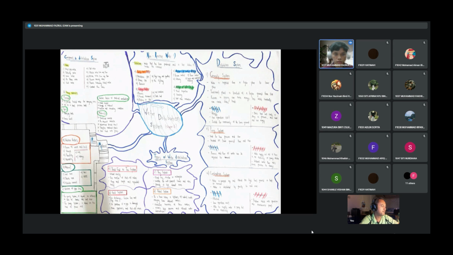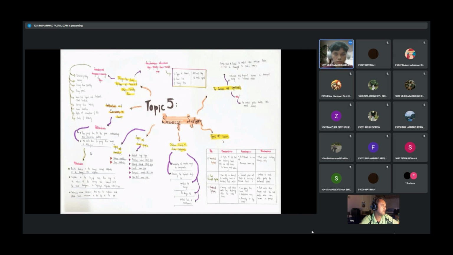And then we move on to chapter 5, which is the sewerage system. In this chapter, there are 2 subtopics. The first one is the important topics related to the sewage system. So firstly, we will learn about the function and significance of the sewage system.